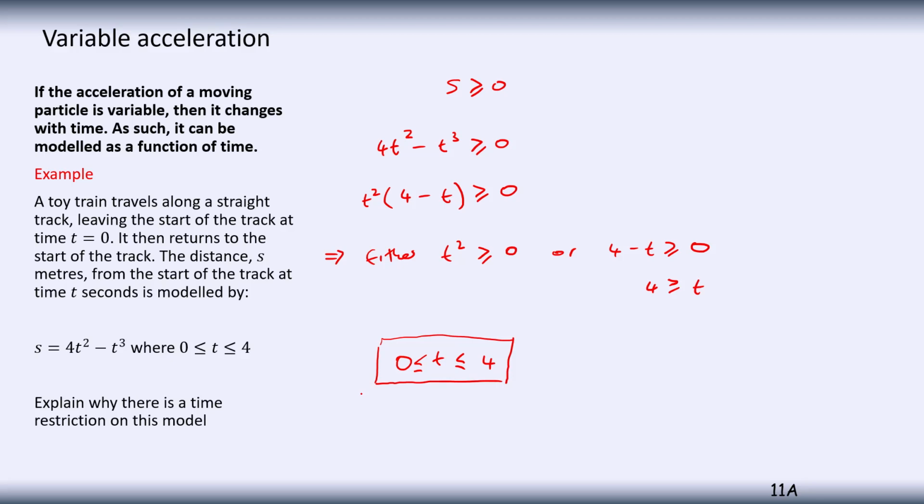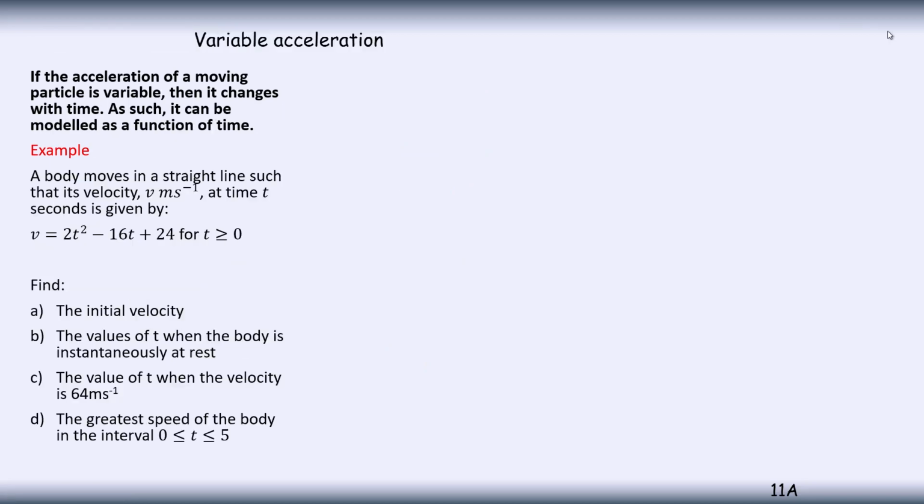So hit pause, make some notes. When you're ready, hit play, and we'll look at another example. So our third example, we've got this body moving in a straight line again, and its velocity is given by v meters per second, and we've got this formula.